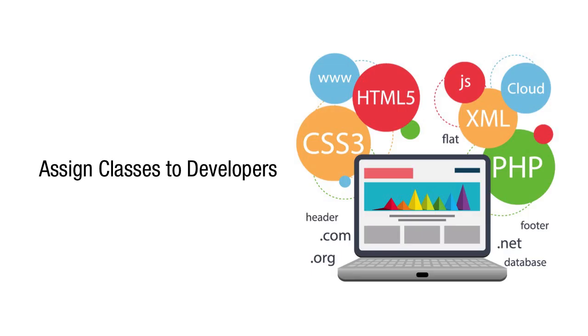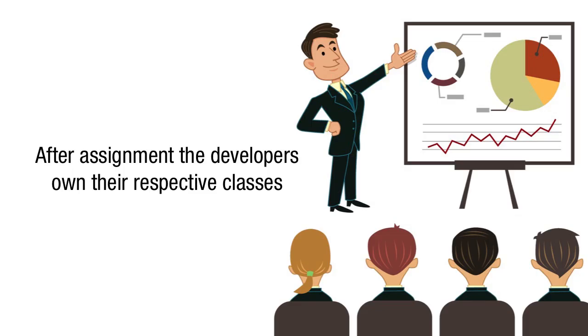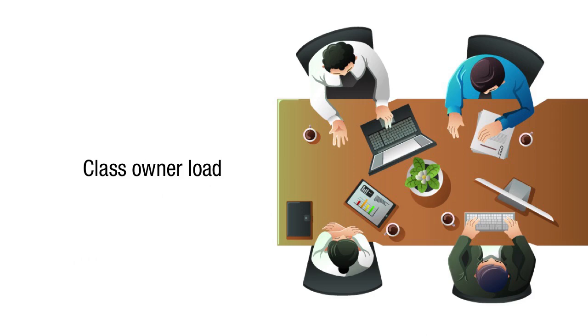Assign classes to developers. This step is required. The planning team assigns classes. After the assignment, the developers own their respective classes. The assignment follows normal development practices.